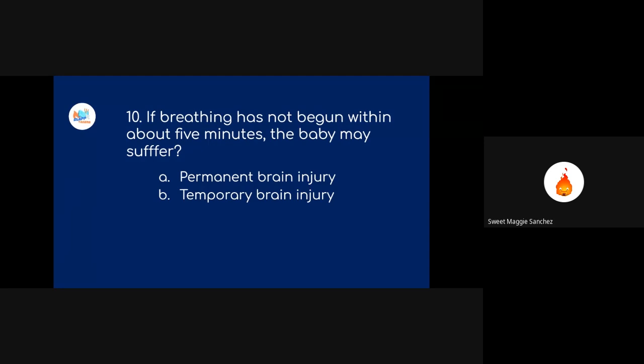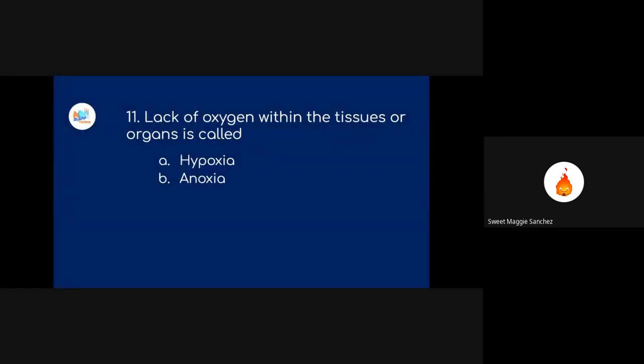Okay, timer stops. Question 11. Lack of oxygen within the tissues or organs is called A, hypoxia, or B, anoxia. Timer starts now.